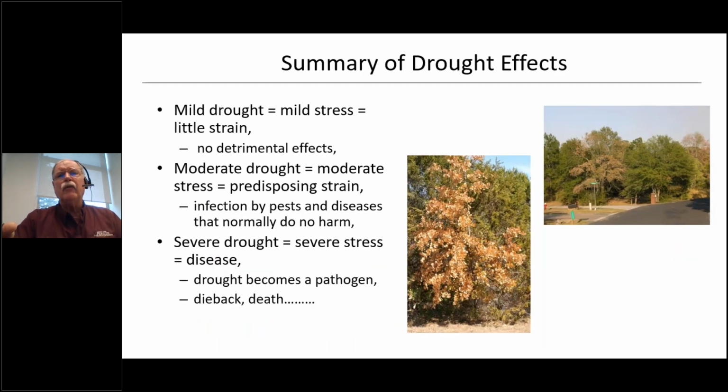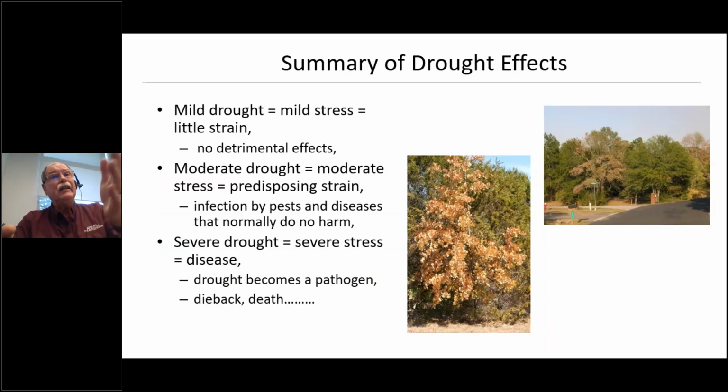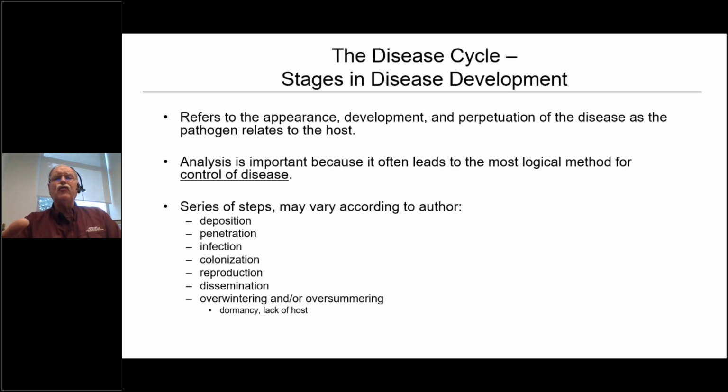I'm not going to go through drought. We've been through it a whole lot, but it is an abiotic pathogen as well, just to remind you where we are here, and then herbicide damage. And I'm going to stop now because we're going to start up with the disease cycle on Thursday, and then we're going to get into plant disease management from a plant pathologist's perspective.